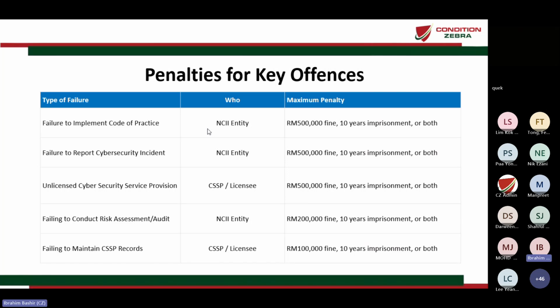All right. So failure to maintain, of course, CSSP records. This is also very, very critical. So for those that are within the CSSP, they are required to very clearly maintain the records as well. So monitoring, very important.